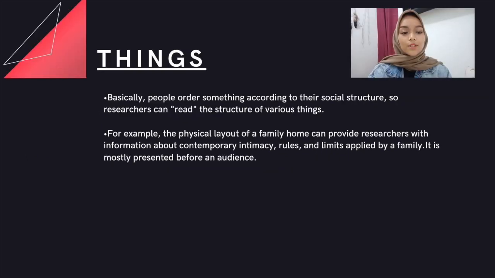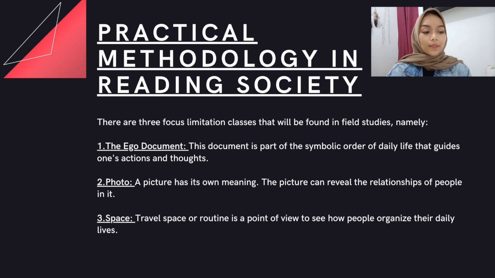So the last one are things. Basically, people order something according to their social structure, so researchers can read the structure of various things. For example, the physical layout of a family home can provide researchers with information about contemporary intimacy, rules, and limits applied by a family. Next is practical methodology in reading society.